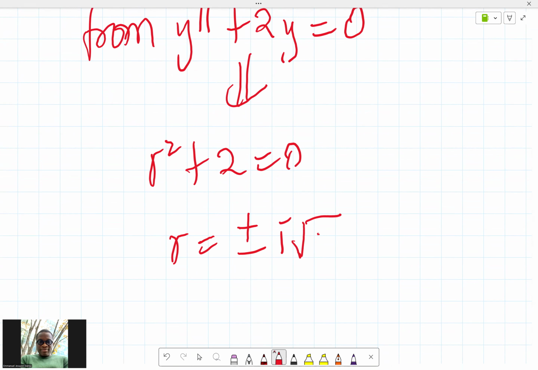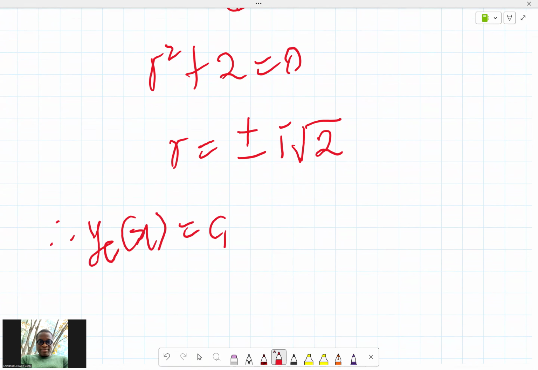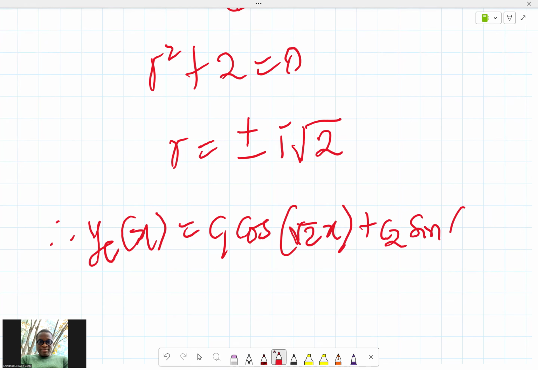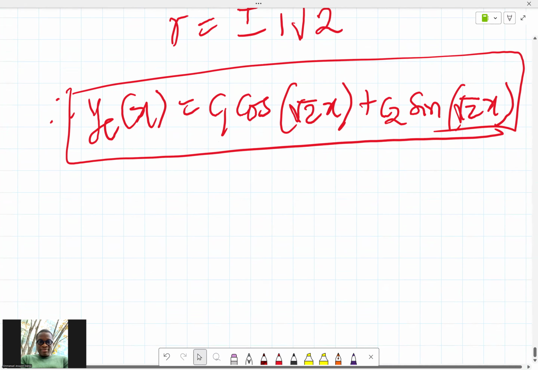Okay, so that is a complex number, and that means that yc will be oscillatory. So we can say therefore yc of x is equal to c1 cos root 2x plus c2 sine root 2x, and that goes like that. So that's yc, and we go for yp.